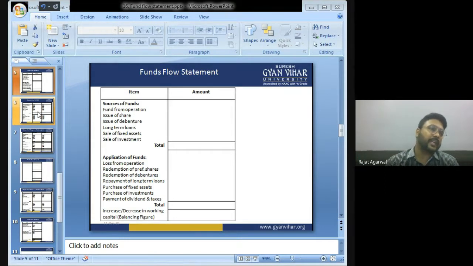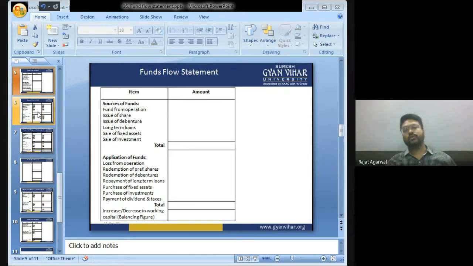On the item side, there will be two types: sources of funds and application of funds. Sources of funds means the sources of obtaining the funds, and application of funds means where you have applied the funds you have obtained. So through this fund flow statement, we will get to know from where we have obtained the funds, and where we have applied the funds.